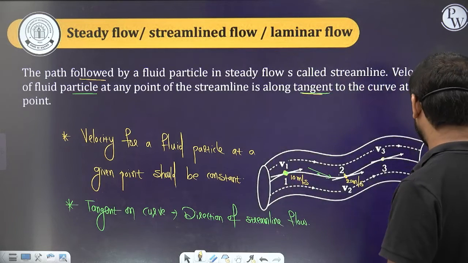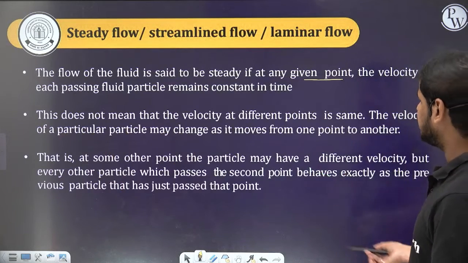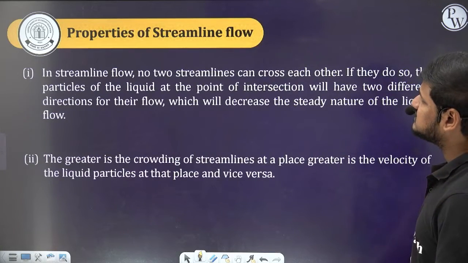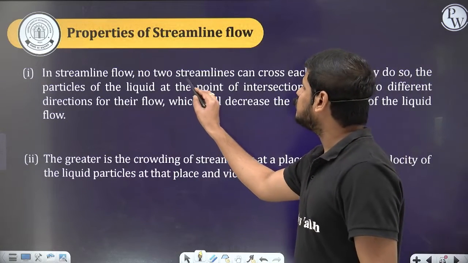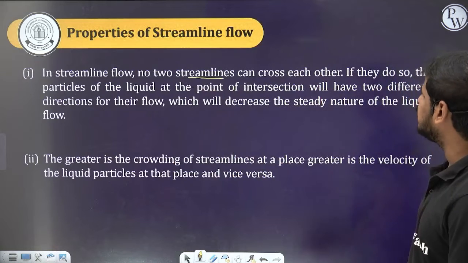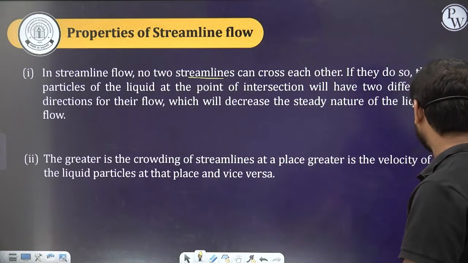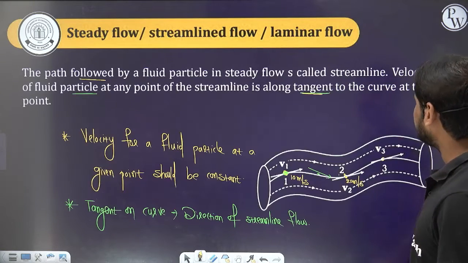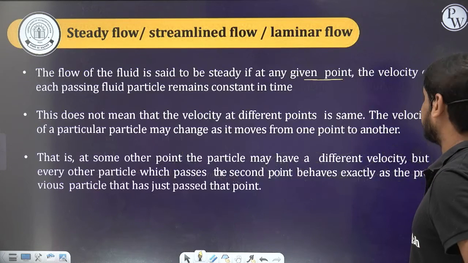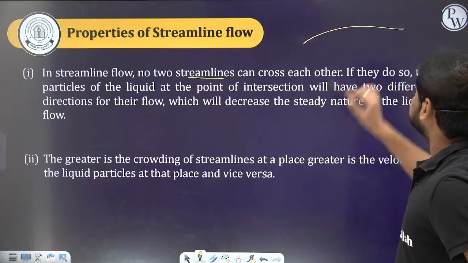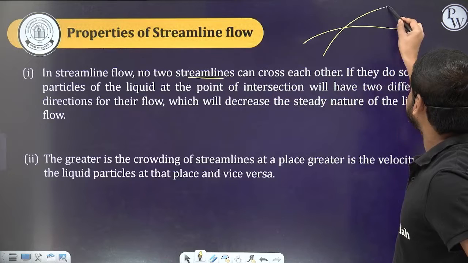Clear? Sure. So the theory part again. Next, in streamline flow, no two streamlines can cross each other, because the tangent drawn on the curve... I'll write here only. Let's suppose this is one streamline and this is another streamline.